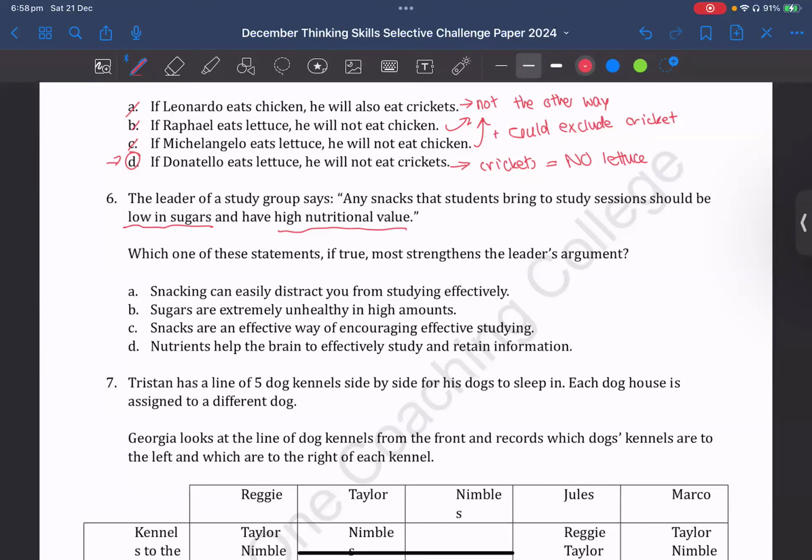thinking skills exam. So for this, just remember that it's saying snacks have to have these two conditions, low in sugars and high nutritional value. And we're trying to strengthen the leader's argument. So we're just trying to back up the claim that it has to be low in sugars or high nutritional value, preferably both. And just keeping in mind that this is a study group, so you're really trying to focus. And I think another key thing is, always underline the keywords.